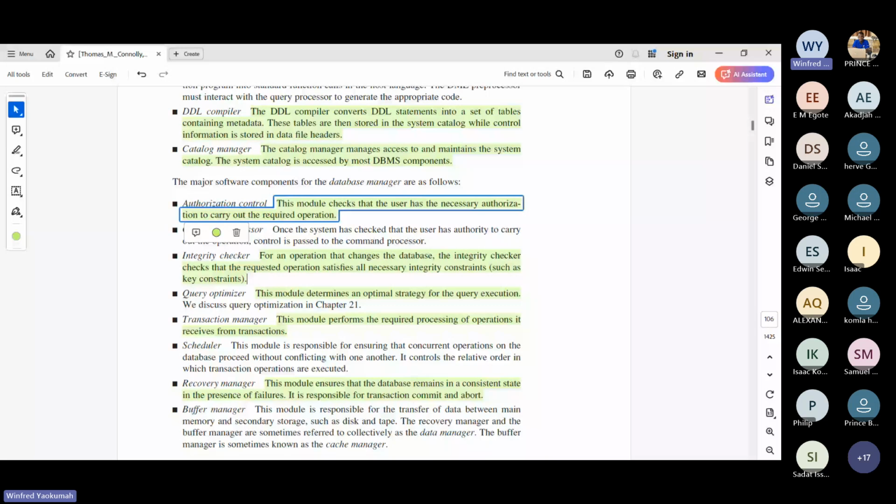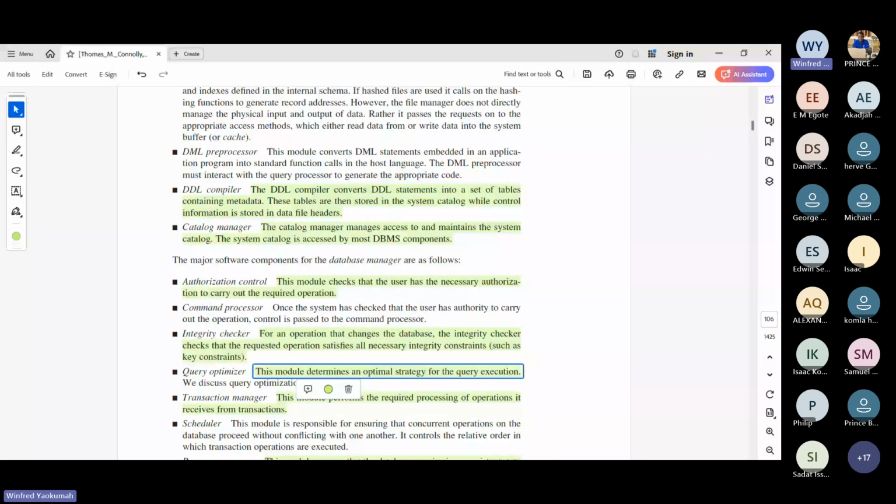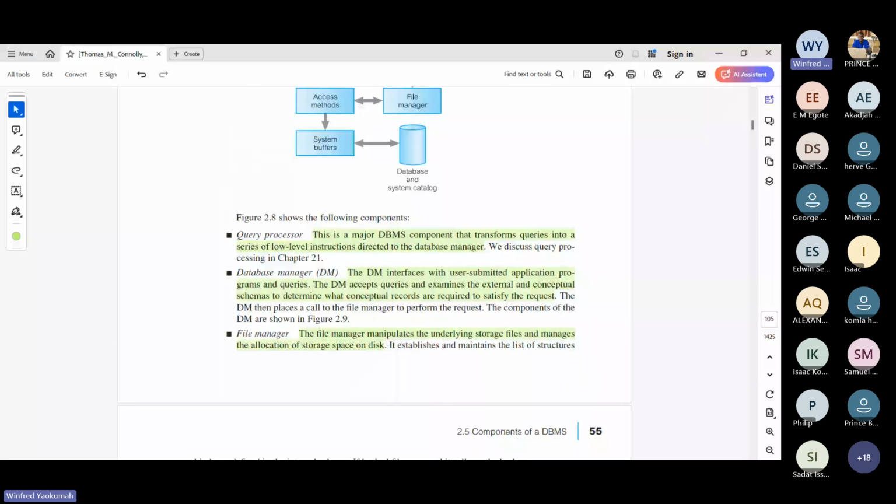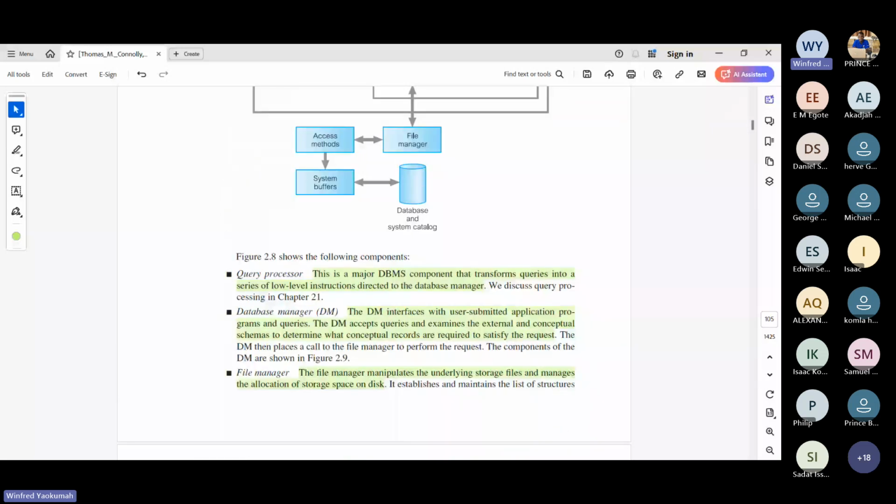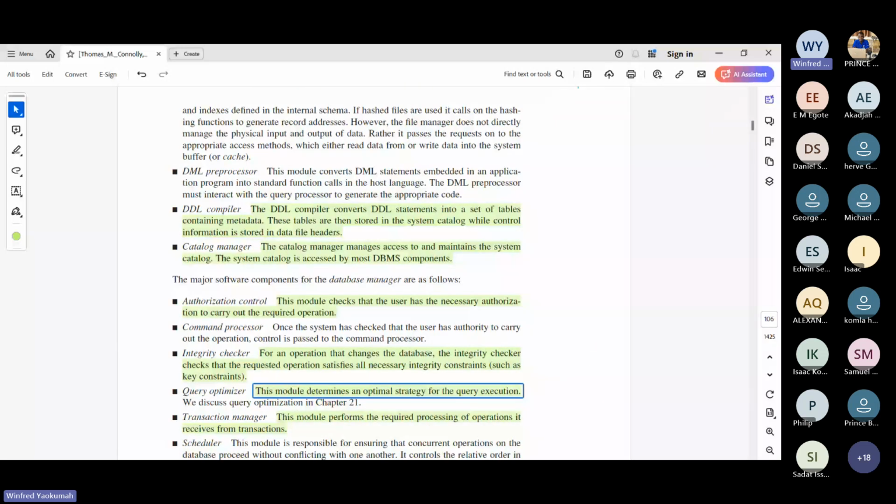So these things are already there, but you need to understand that the database management system that you are using has these components. That is all it means here.